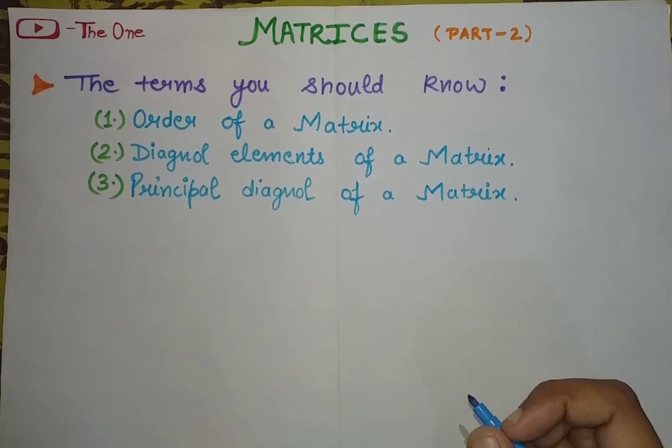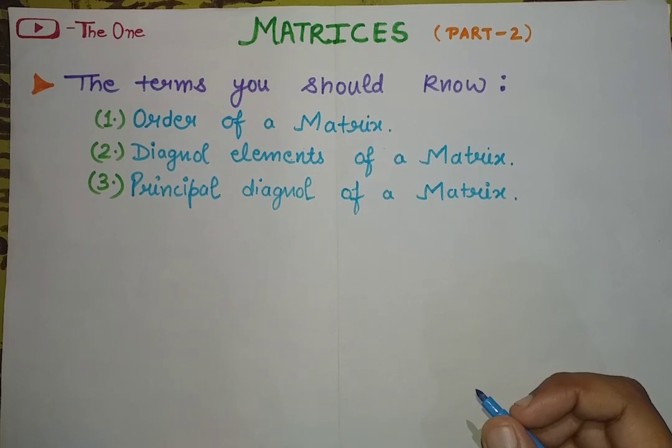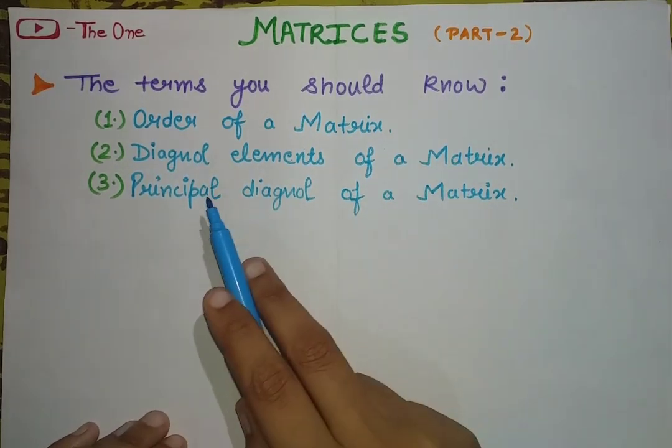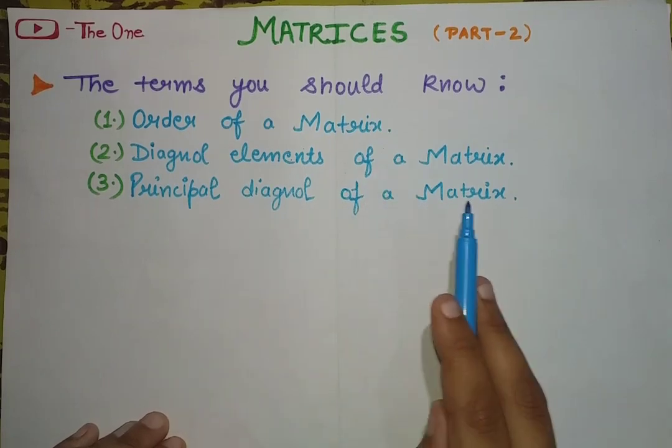After understanding the matrices, we come to its types. But before going to its types, we would know some basic terms to better understand them. The terms you should know are order of a matrix, diagonal elements of a matrix, and principal diagonal of a matrix.